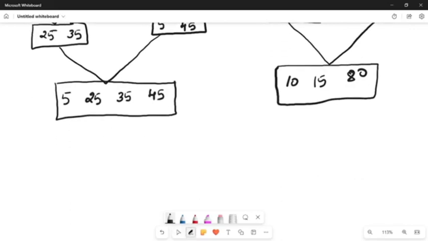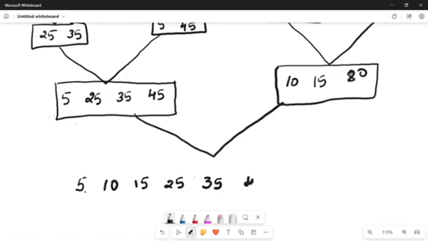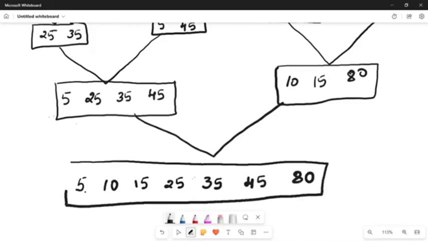Then I'm merging these two. Here you can observe that first I'm considering 5. 5 is less than 10, so I'm writing it as it is. Then I'm considering 25 and 10. 10 is less compared to 25, so I'm writing 10 first. Then I'm comparing 25 with 15. 15 is less compared to 25. Then I'll write 25. And then I'm considering 35. 35 is less than 80, so I'll write that first. Then 45 is also less than 80, so I'm writing 45, and at the end I have 80. So this is the final sorted array.